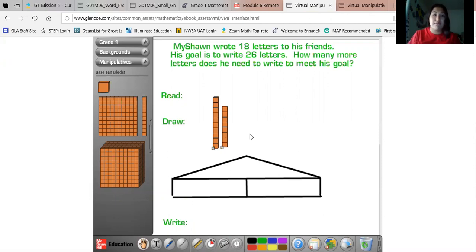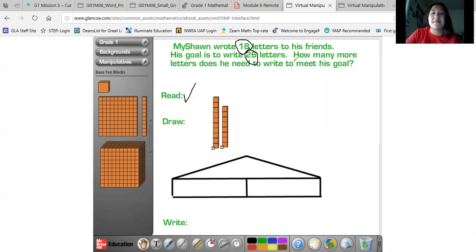1, 2. Mysean wrote 18 letters to his friends. His goal is to write 26 letters. How many more letters does he need to write to meet his goal? Go ahead and pause and solve this problem on your packet using a tape diagram. Now that you've done that, let's go over it together.